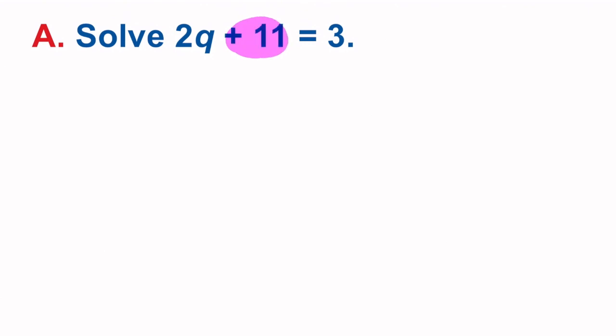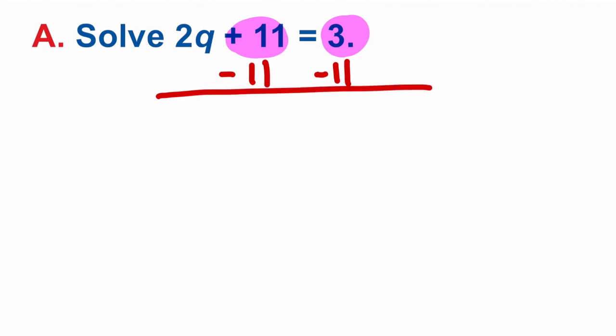So I'm going to subtract 11 on both sides of my equation. I'm going to do minus 11 here and then minus 11 on this side. I'm going to cross out the 11s because positive 11 minus 11 equals 0. And on my other side, 3 minus 11 is actually negative 8. So bring down the equal sign and then bring down the 2q, which we haven't used.